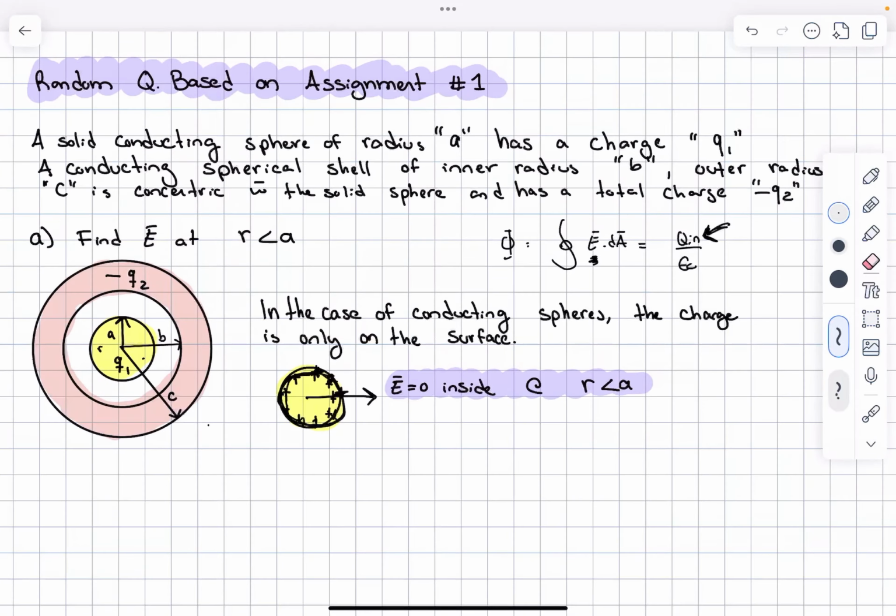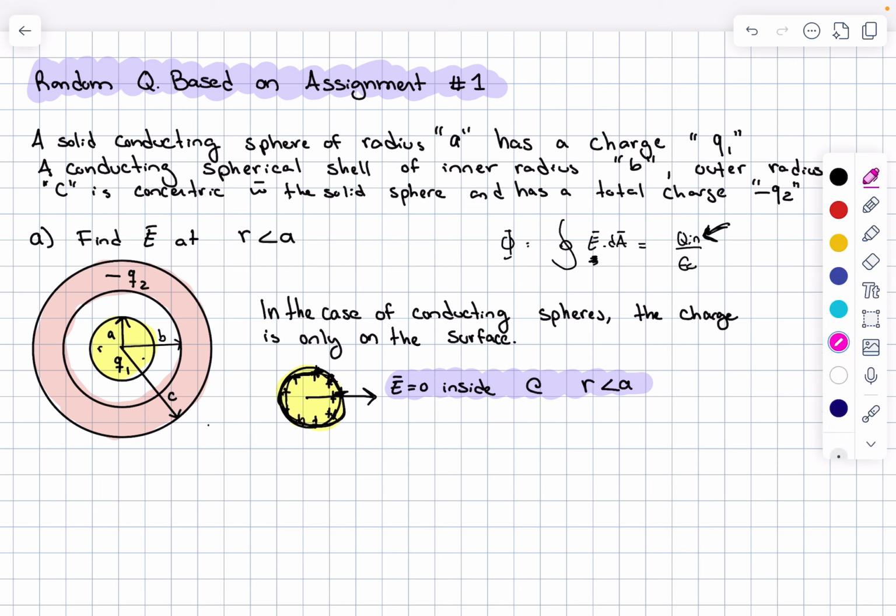Here we're going to be using Gauss's law to solve this type of problem where we have two conducting spheres. So we have one conducting sphere at the center, which is in yellow. It has a radius A and it has charge Q1. And then we have a spherical shell that's around it that is charged negative Q2. It has an inner radius of B, outer radius of C.